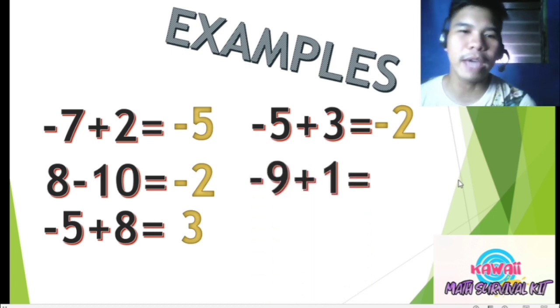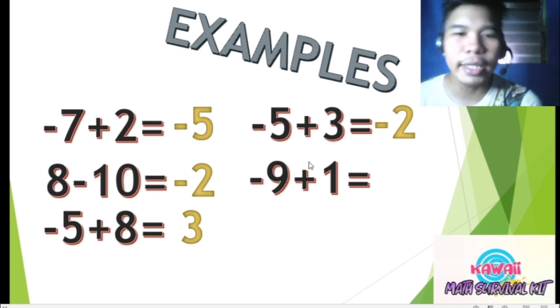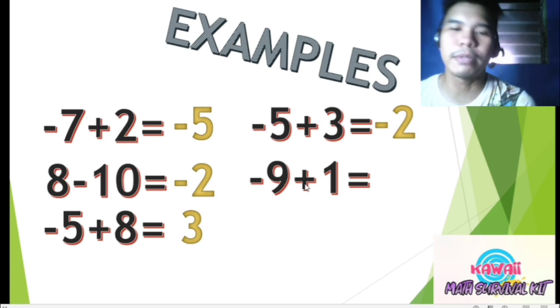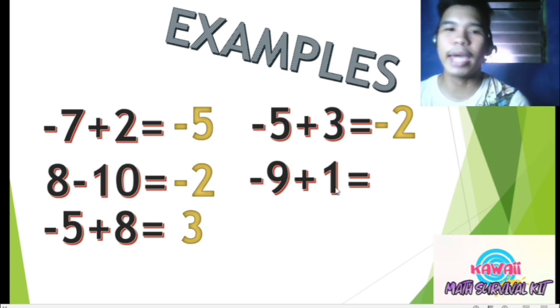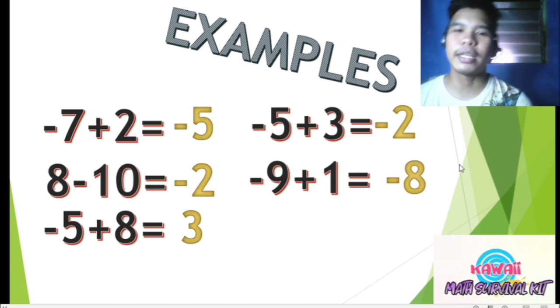So that is negative 2. Next is if we have negative 9 plus 1. So again, 9 is negative and 1 is positive. So we subtract: 9 minus 1 is 8. And then you copy the sign of the larger number, which is 9. So that is negative. So your answer must be negative 8.